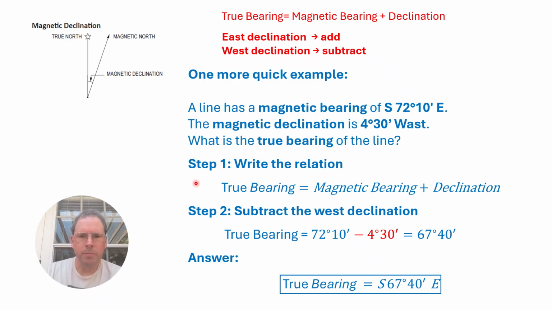Write the relation. And now, like I said, if you have a west declination, you got to subtract it. So you're going to put the magnetic bearing and then subtract it, and you get the answer. The true bearing is south 67 degrees 40 minutes east.